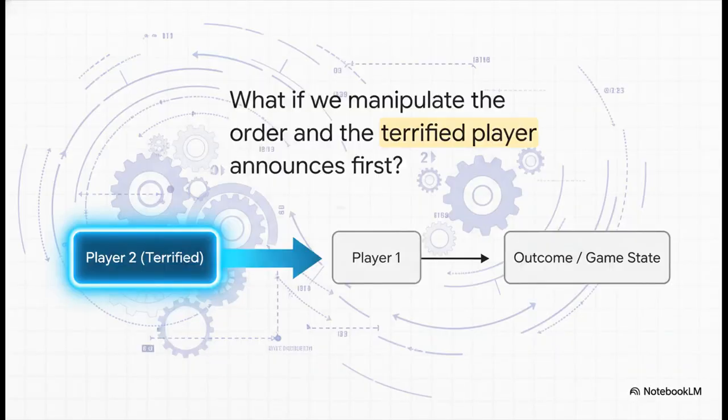Let's see how this all builds together. We know that in a symmetric game, the sequence of who announces first doesn't actually matter. But our players aren't symmetric anymore. One is terrified of the stigma, and the other isn't. So, what if we actively manipulate the order of the game? What if we force the highly stigmatized player, Player 2, to announce their strategy first?